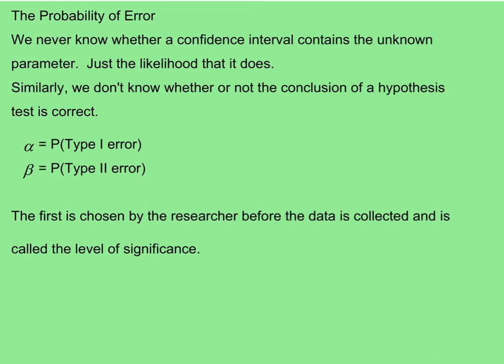Okay, so the probability of error. Error is going to happen. Just like with confidence intervals, a 95% confidence interval, we're 95% certain that the interval contains our unknown parameter, but we don't know that with absolute certainty, just the likelihood that it does. Similarly, we don't know that our hypothesis test is correct, just the chances that there is an error. And we're only going to look at this alpha, this type 1 error, in this class. And that's something that is set by the researcher before they even collect their data. And we refer to it as the level of significance. And we'll see what that looks like in problems as we go along.